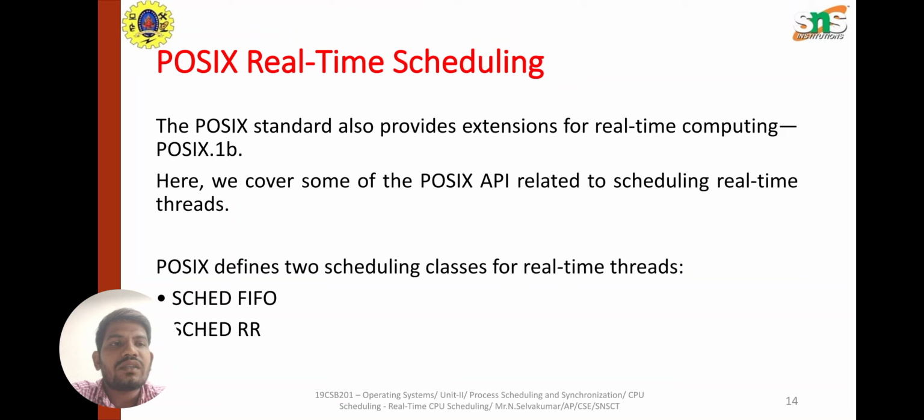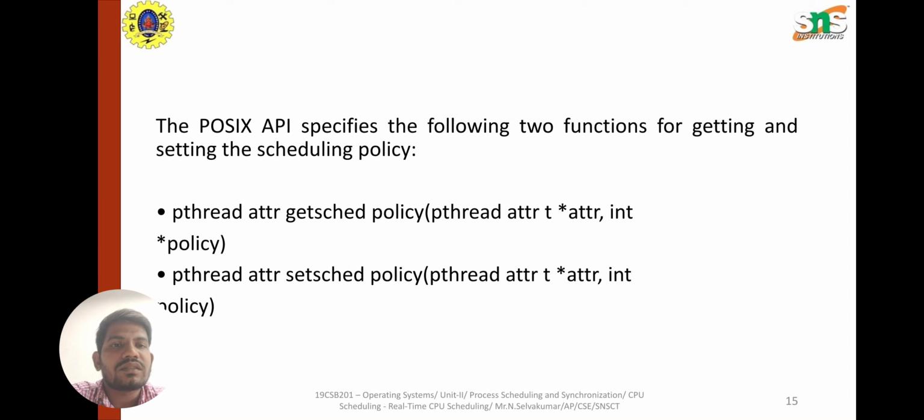POSIX real-time scheduling. The POSIX standard also provides extensions for real-time computing, and here we cover some of the POSIX API related to scheduling real-time threads. POSIX defines two scheduling classes for real-time threads. The POSIX API specifies the following functions for getting and setting the scheduling policy: pthread_attr_getschedpolicy, pthread_attr_setschedpolicy.